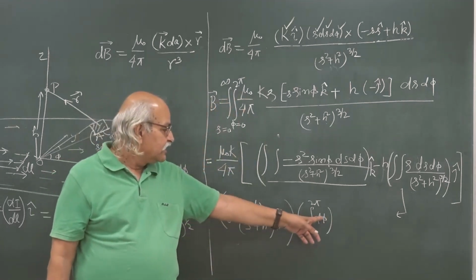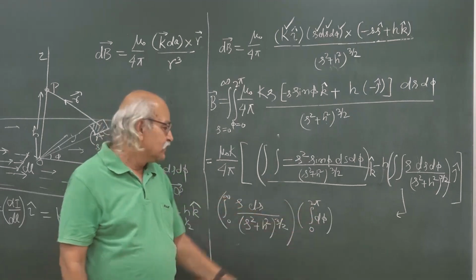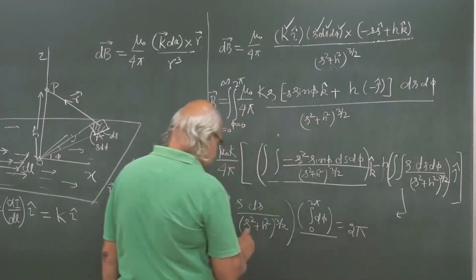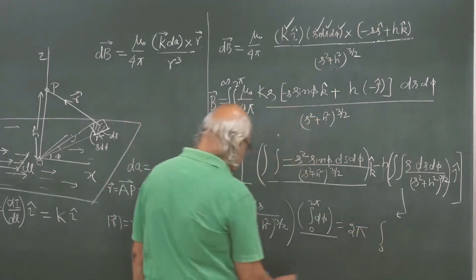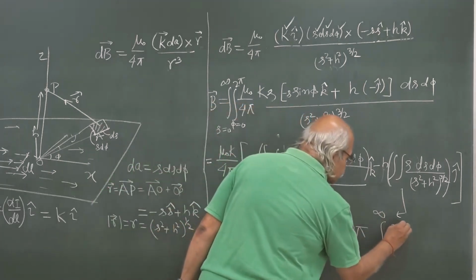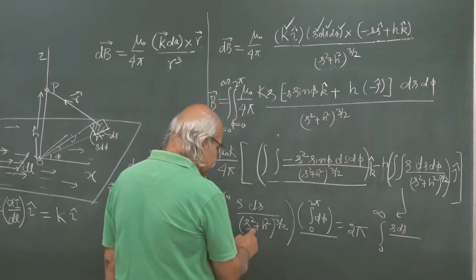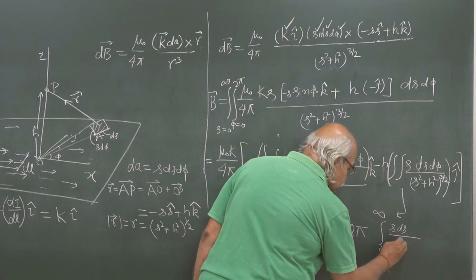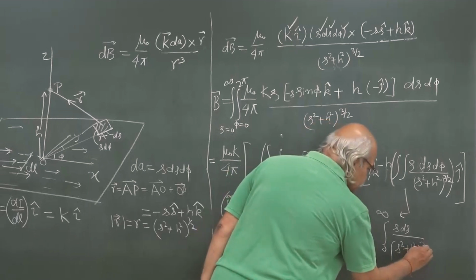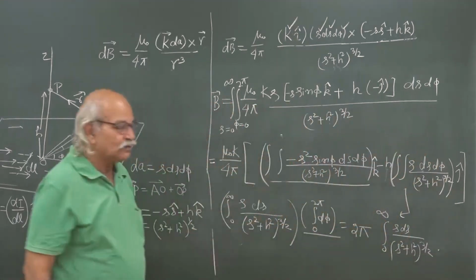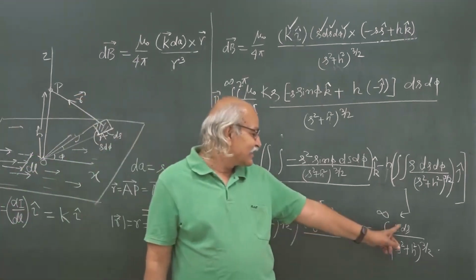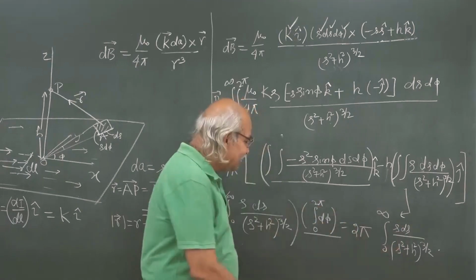This d phi integration from 0 to 2 pi will be just 2 pi. So, this thing is 2 pi, and this is 2 pi times the integration from 0 to infinity of S ds divided by (S square plus H square) power 3 by 2. Okay. So, I have done all the complex things which were coming in. Now, this integration you can do very easily.